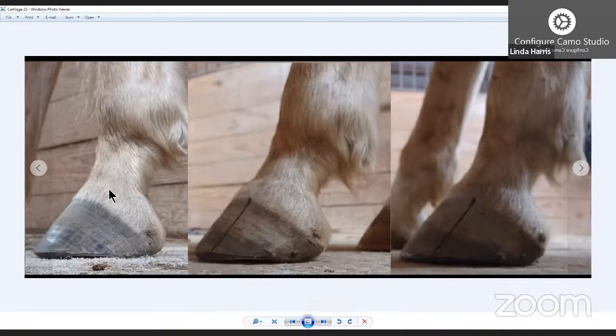Okay, you see this horse here? He had a foot like Chester. That means this hairline here was clear up here. See that, with a lot of heel?